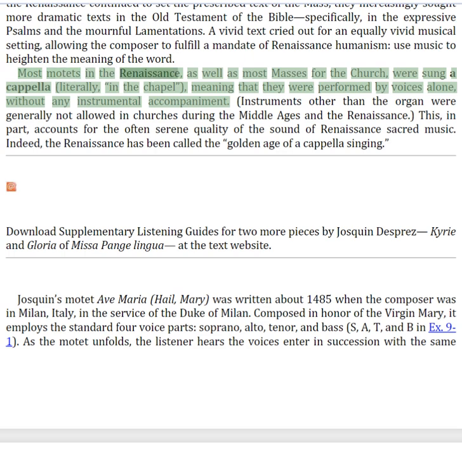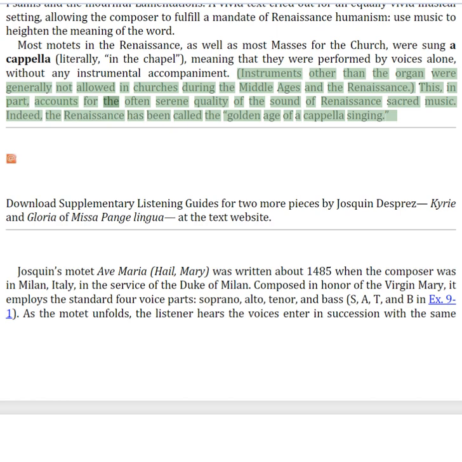Most motets in the Renaissance, as well as most masses for the church, were sung a cappella, meaning that they were performed by voices alone, without any instrumental accompaniment. This, in part, accounts for the often serene quality of the sound of Renaissance sacred music. Indeed, the Renaissance has been called the golden age of a cappella singing.